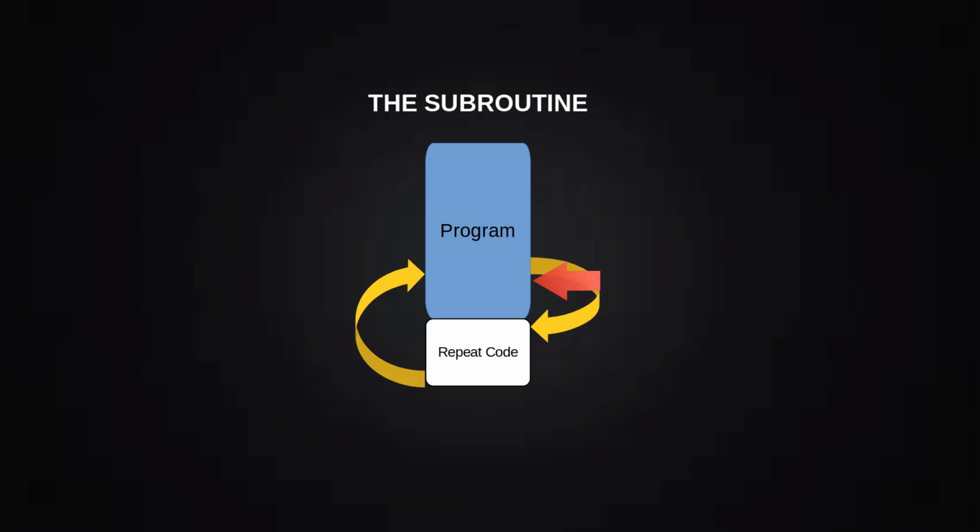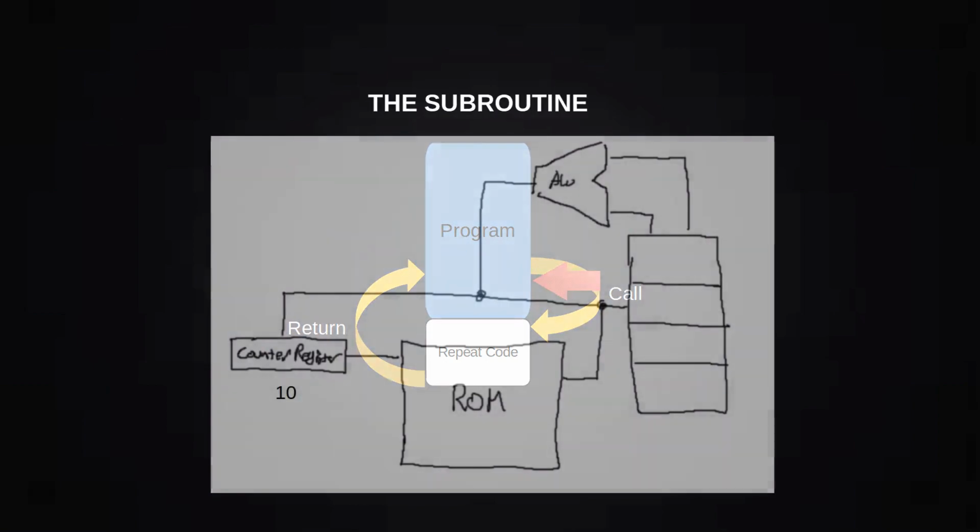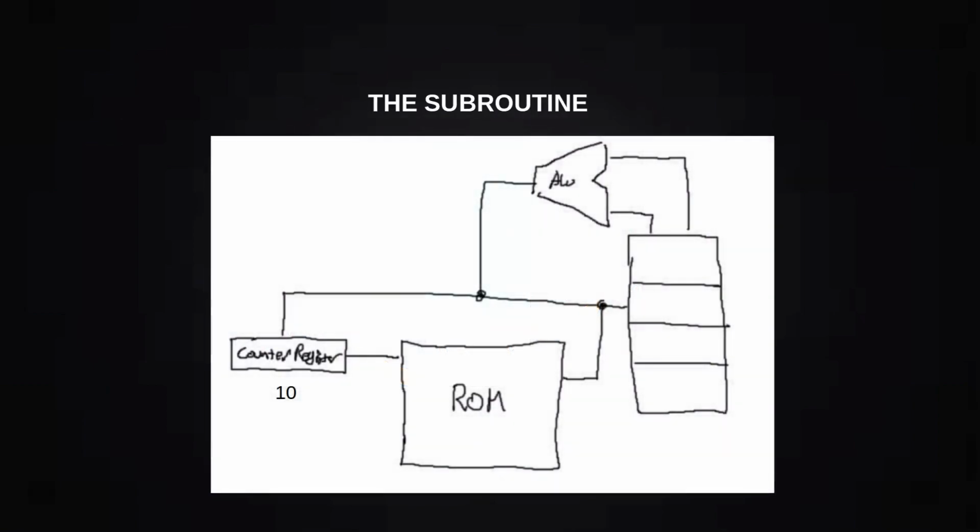This act of saving the address before jumping is called a call instruction, and is what we use to enter a subroutine. And the act of jumping to a saved address is called a return instruction, and is what we use to exit a subroutine. So how do we get our computer to call and return like that?